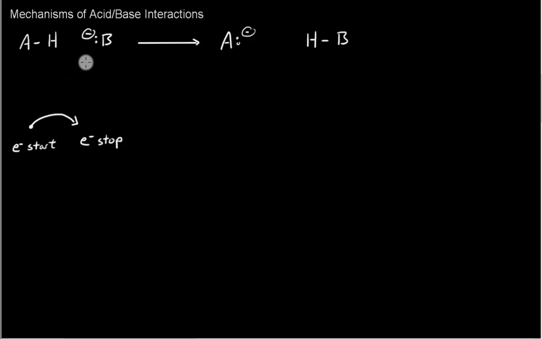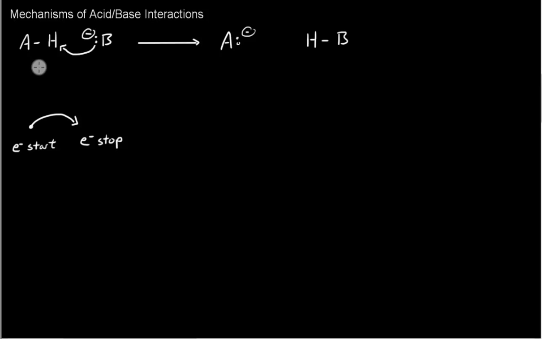We would designate the bond making by starting your arrow on the base, because the base has a free lone pair of electrons that it can use to make a new bond, and we're going to stop it on the hydrogen. So what's happening here is that the electrons from the base are starting here, and the electrons from the base are stopping on the hydrogen. That start to stop relationship you can also think of as a bond making process.